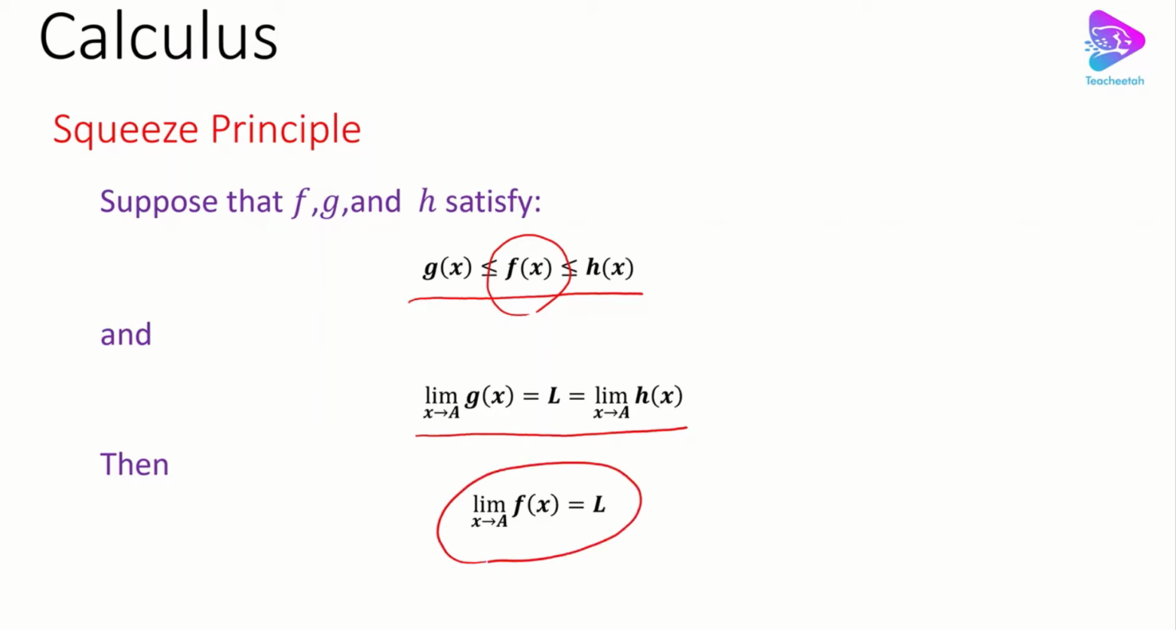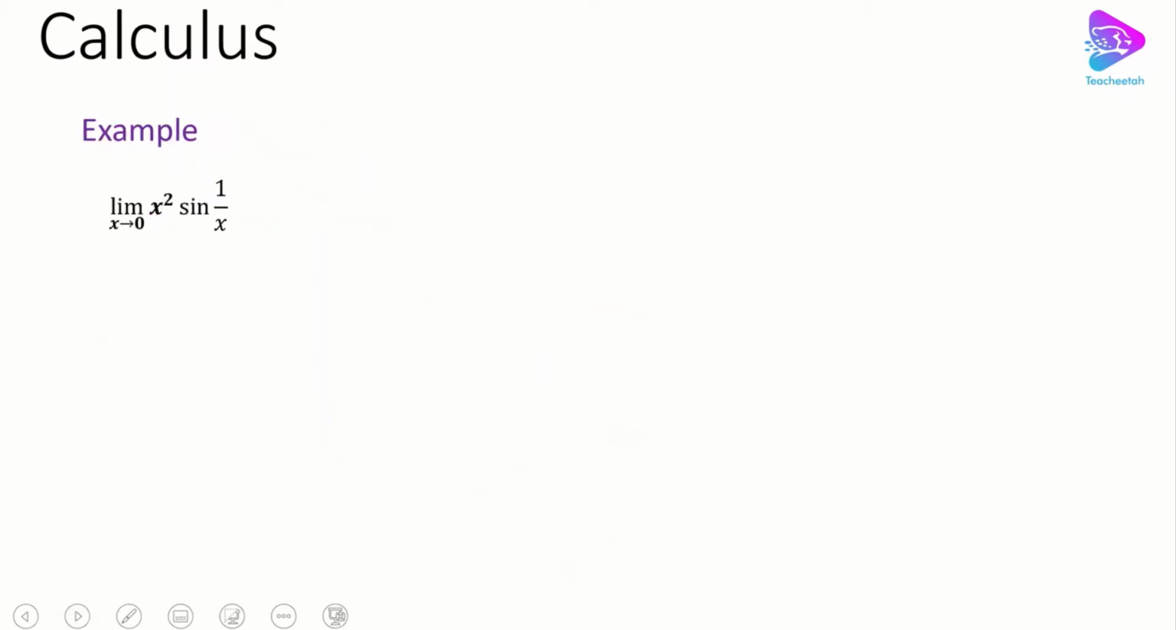And we know that a can be a finite number, minus infinity, or infinity. At the same time, L can be infinity, minus infinity, or a finite number. Let's look at one example to see how we can use the squeeze principle for solving a limit. So here we have the limit of x squared sine 1 over x when x is approaching 0.